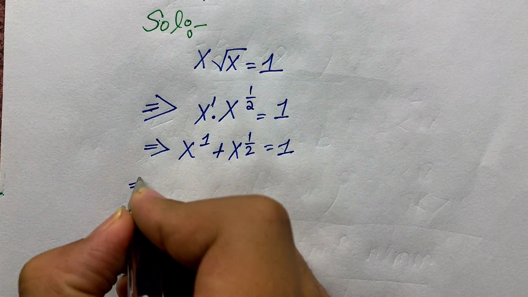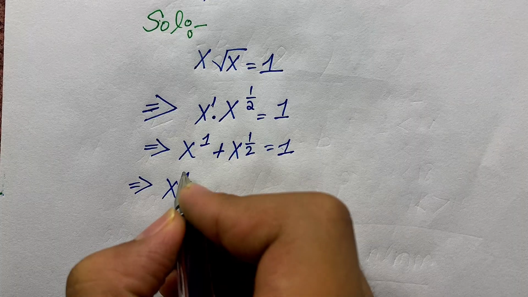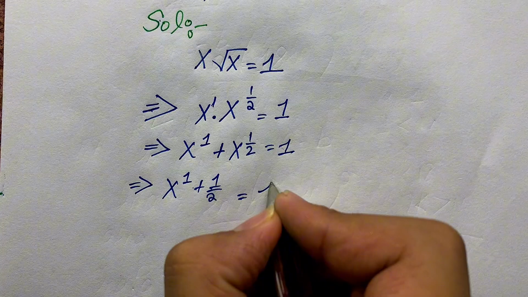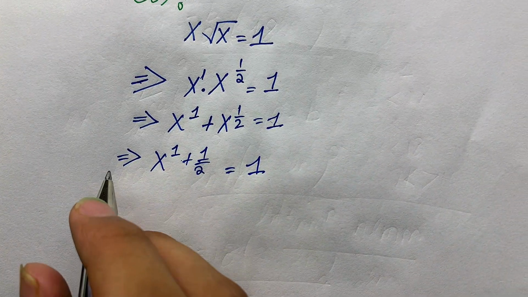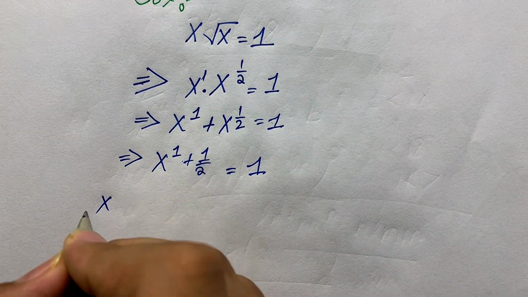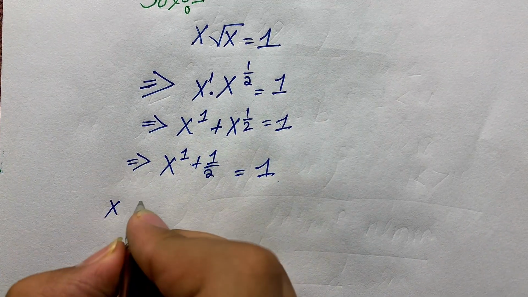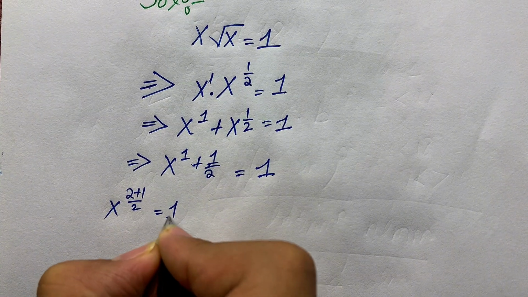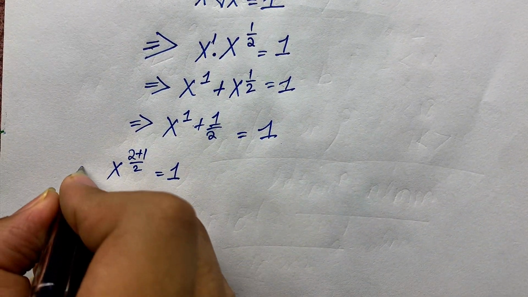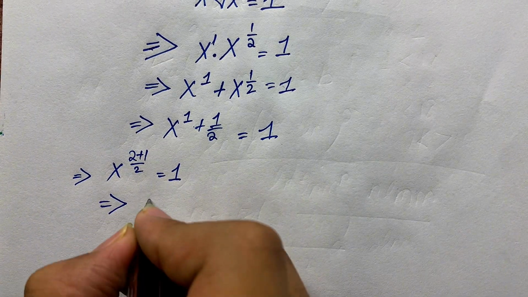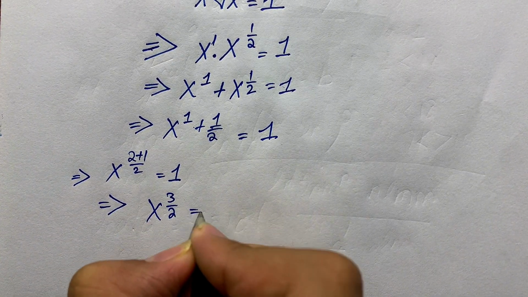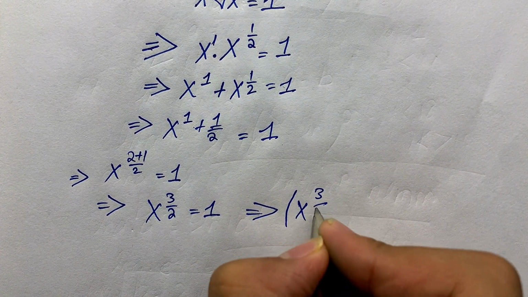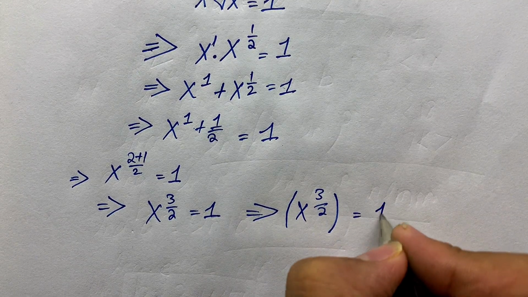Now x to the power 1 plus 1 divided by 2 is equal to 1. According to the Olympiad math method, x to the power 2 plus 1 divided by 2 is equal to 1. Now x to the power 3 divided by 2 is equal to 1, and this will be x to the power 3 divided by 2 is equal to 1 square.